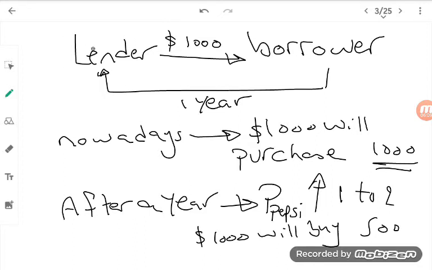So the lender is going to get $1,000, but the purchasing power of this $1,000 is much lower than the $1,000 nowadays. Okay, this means that inflation redistributes income from borrower to lender. Sorry, from lender to borrower. The borrower takes a huge amount of money, but the purchasing power of this money when he is going to return it back is going to be nothing.